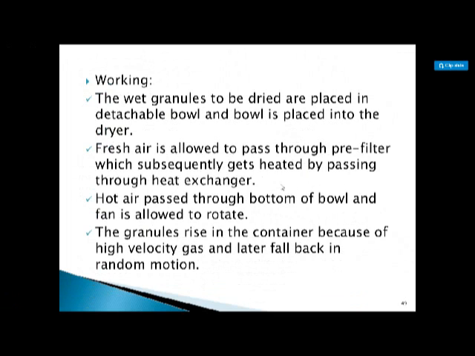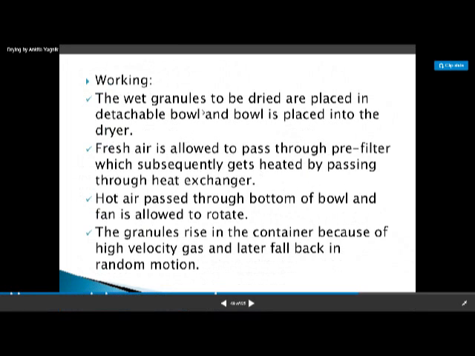Now we'll go for the working of this fluidized bed dryer. The wet granules to be dried are placed in the detachable bowl.